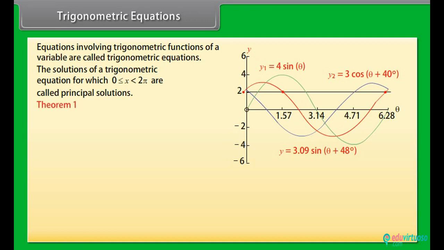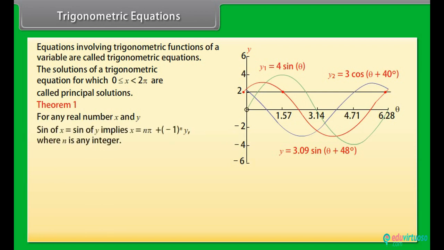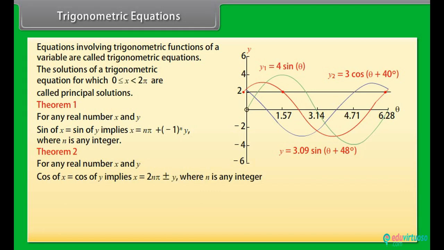Theorem 1. For any real numbers x and y, sine of x is equal to sine of y implies x is equal to n pi plus minus 1 raised to the power n into y, where n is any integer. Theorem 2. For any real numbers x and y, cos of x is equal to cos of y implies x is equal to 2n pi plus minus y, where n is any integer.